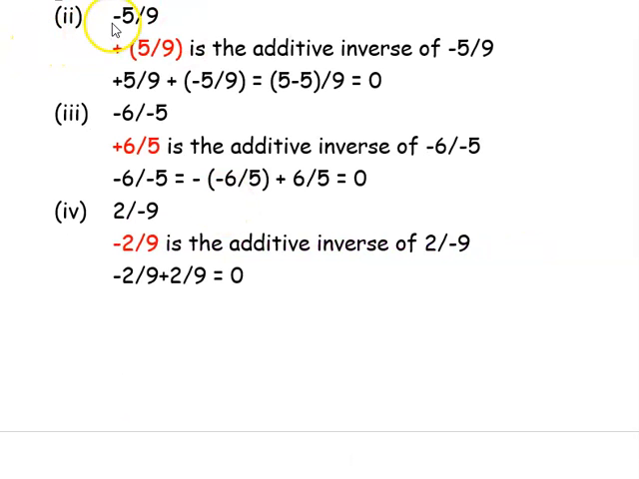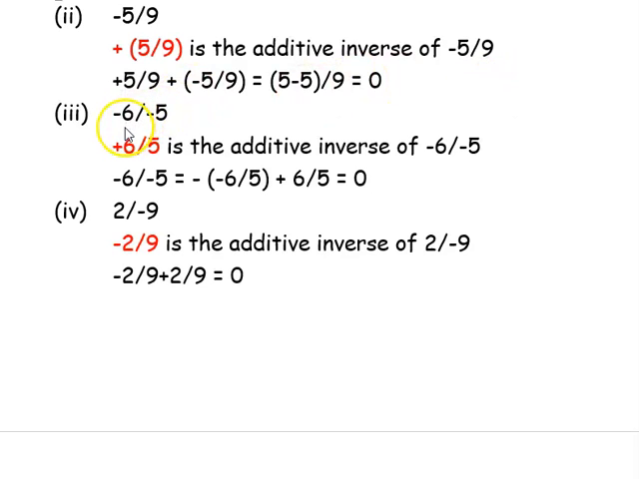The second question is minus 5 by 9. You know that the additive inverse of minus 5 by 9 is the negative of that number. So minus of minus 5 by 9 will be plus 5 by 9. So plus 5 by 9 is the additive inverse of minus 5 by 9. If you add them, the denominator 9 is common, and 5 minus 5 will be 0. So plus 5 by 9 is the additive inverse of minus 5 by 9.